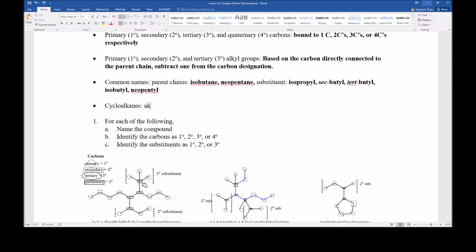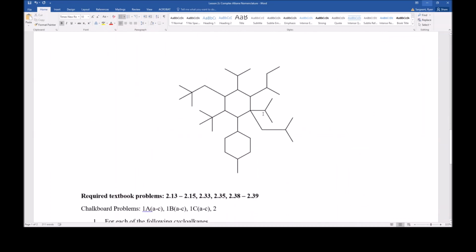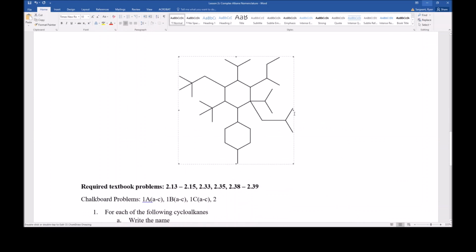Cycloalkanes are alkanes that make a ring, if you didn't already know what cyclo meant. Okay, so now let's name this monstrosity right here.